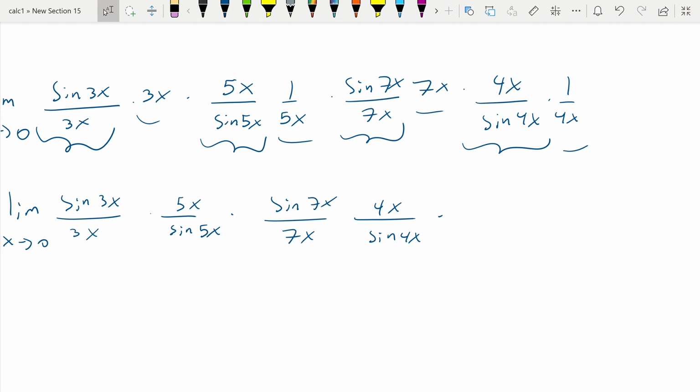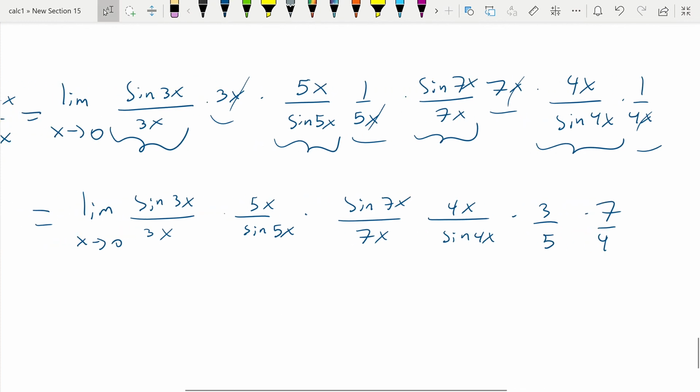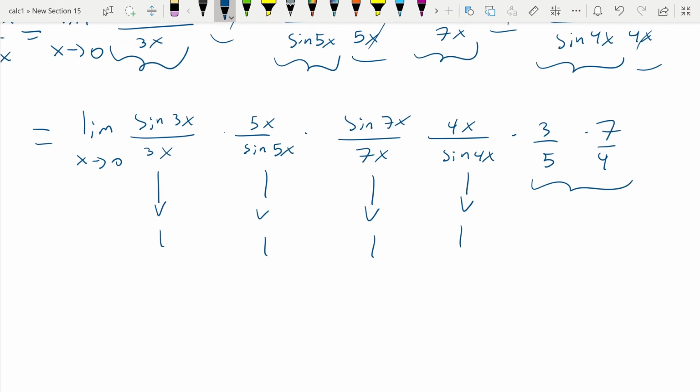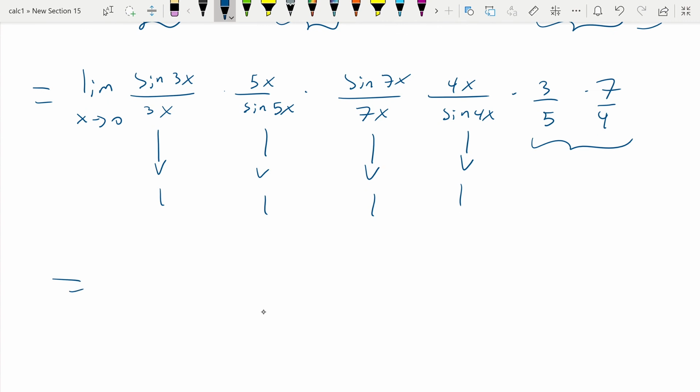So they cancel out. We cancel this out, and this one, and this one, and we simply get a fraction like 3 over 5 times 7 over 4. And as I said, this goes to 1, this goes to 1, this goes to 1, this goes to 1. So what we're left with is simply this constant here: 3 over 5 times 7 over 4.